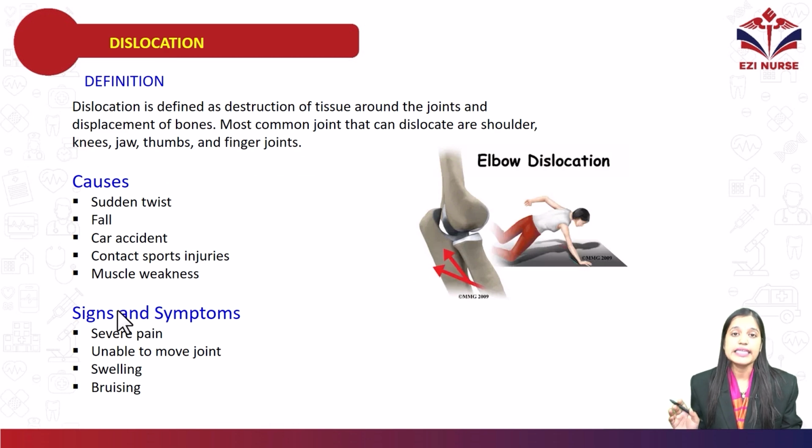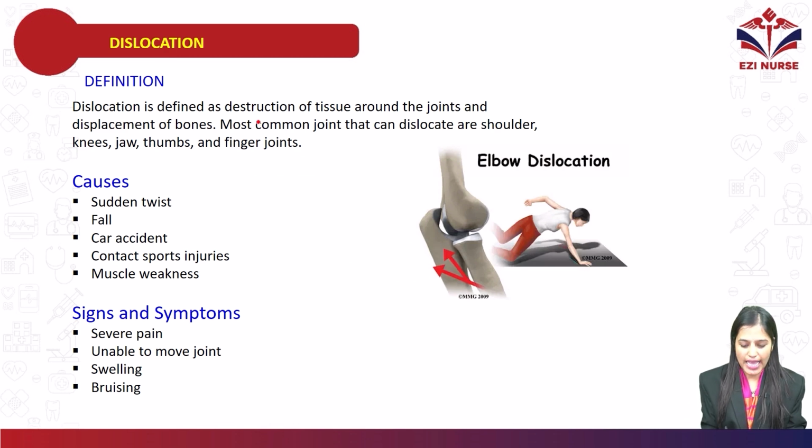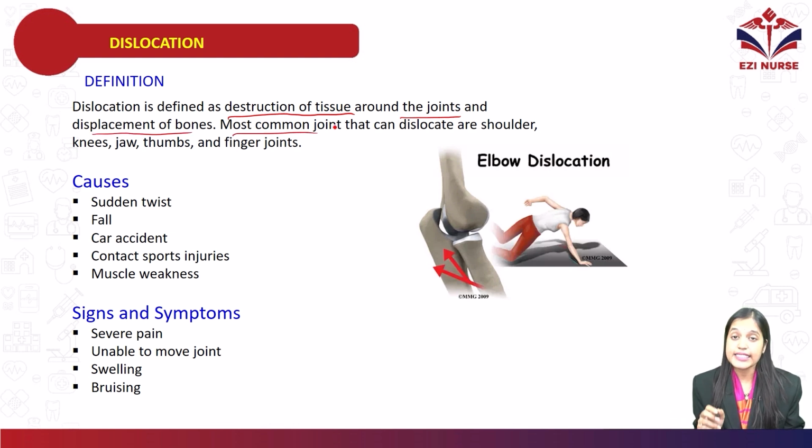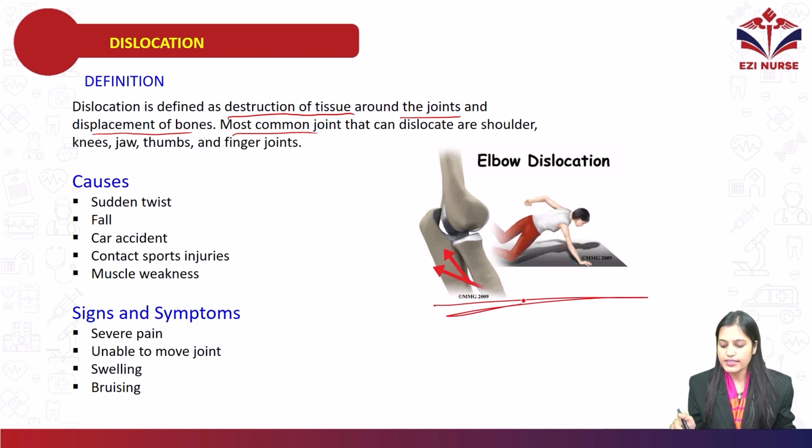What do we mean by dislocation? Dislocation is defined as disruption of tissues around the joints and displacement of bones. The most common joints that can dislocate are the shoulder, knee joint, finger joints, jaw, or thumb. You can see the picture: the person suddenly fell down and got an elbow dislocation. Dislocation means the joint has been displaced from its place. So that is called dislocation.